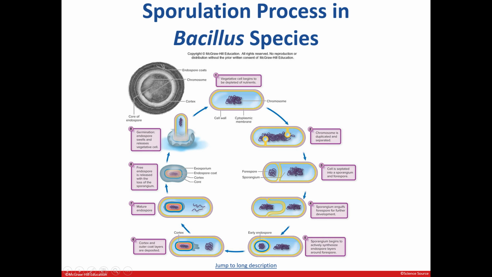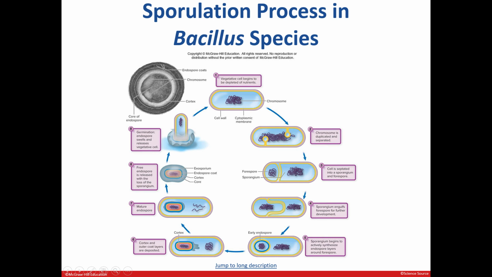Eventually, the sporangium engulfs the forespore. The forespore then develops endospore layers and then further develops into a mature endospore as the sporangium disintegrates. The endospore is then released, and during germination, a vegetative cell is released.